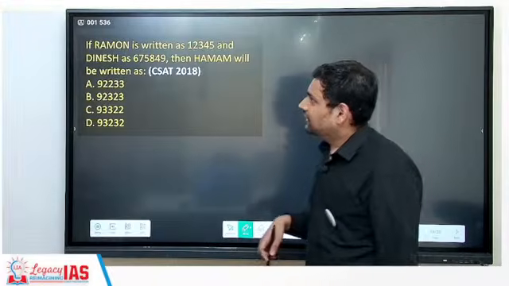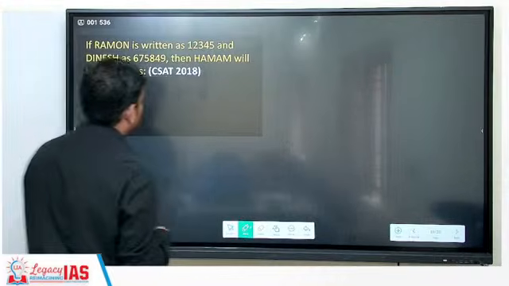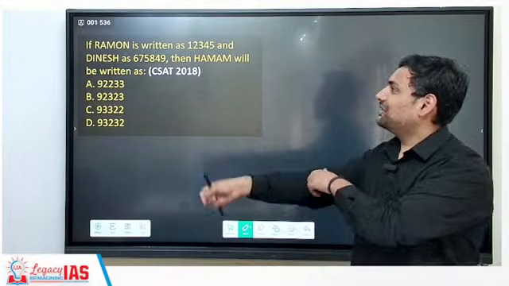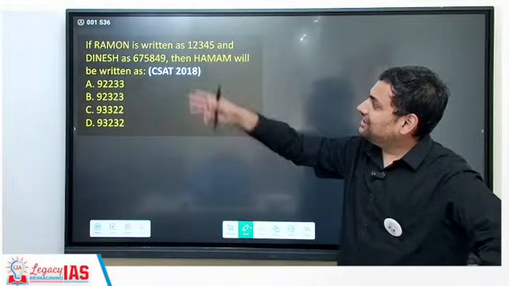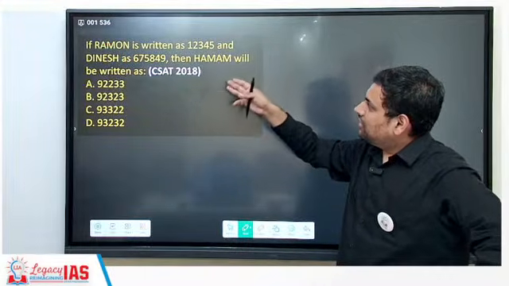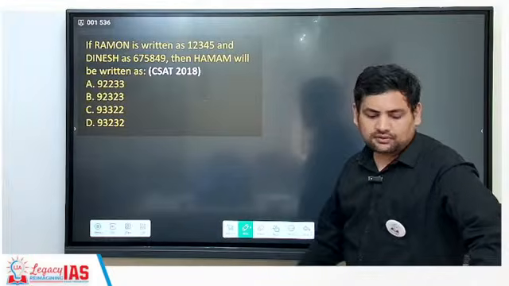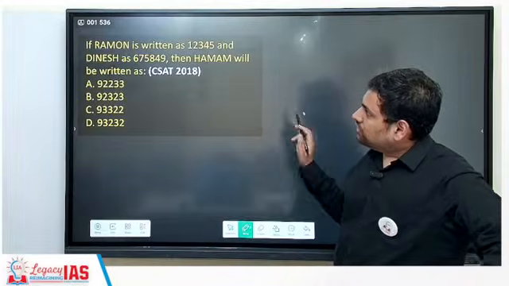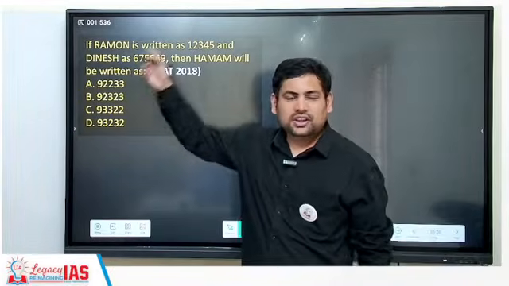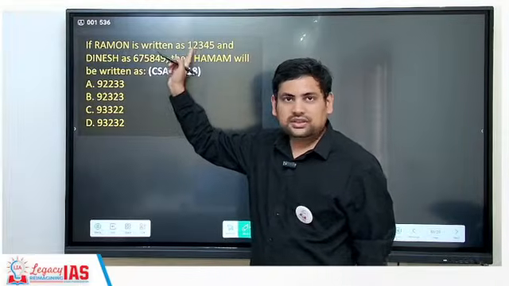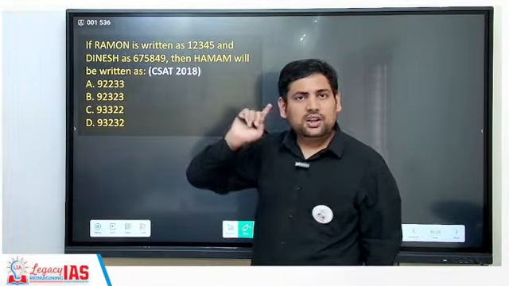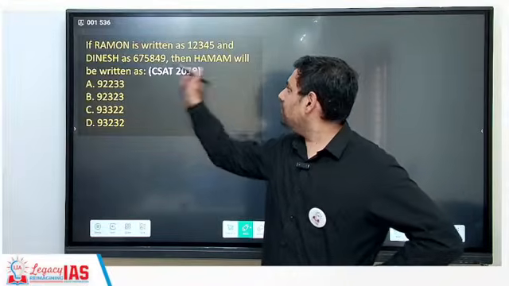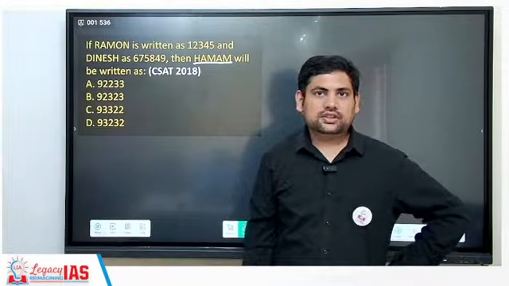Next, if Raymond is written as 1 2 3 4 5, and Dinesh is 6 7 5 8 4 9, then how will Hamam be written? This is the question. Now see, the first thing we do when we see the number codes, what is our first instinct? We always check whether we can form this word using the given words, correct?